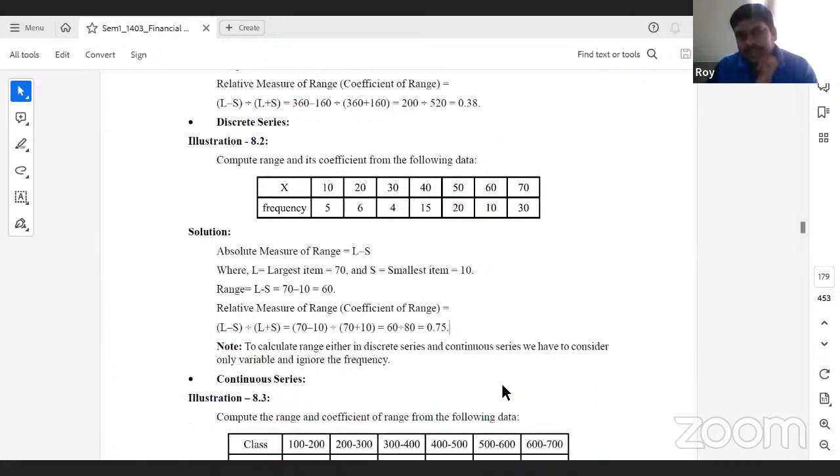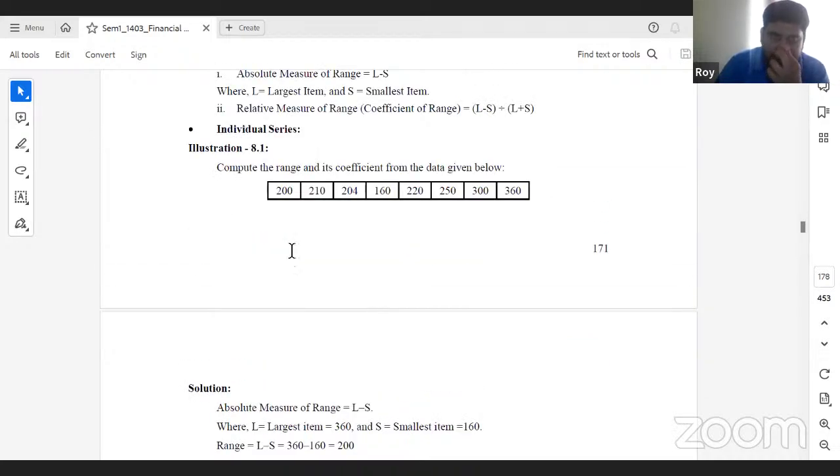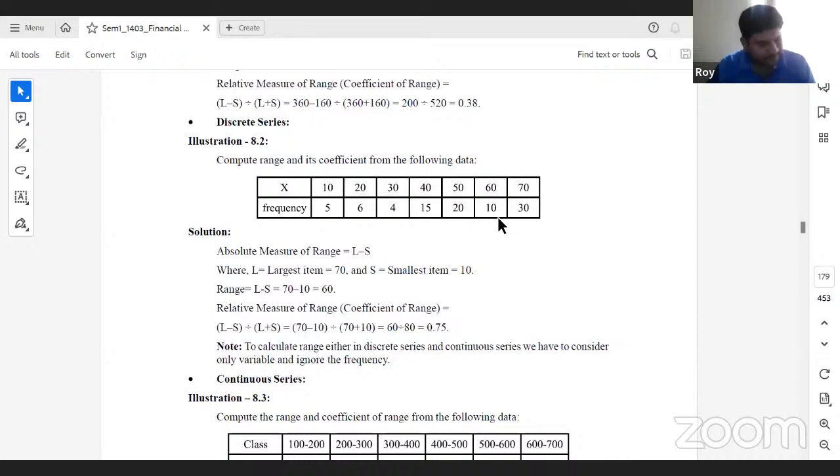To calculate the range in discrete series, we have to consider only the variable and ignore the frequency. This is important. If it is an individual series or discrete series, we need to take this. Why are we not considering frequency? Can anyone tell?